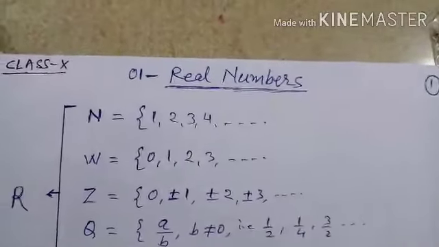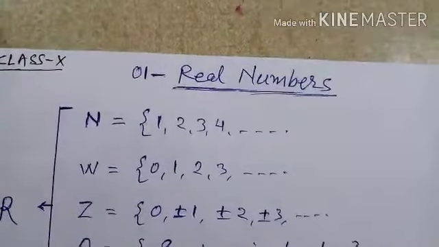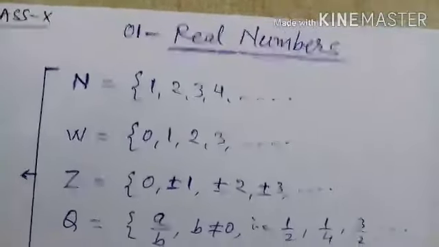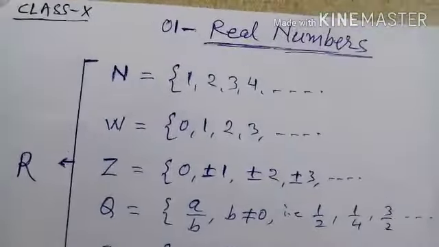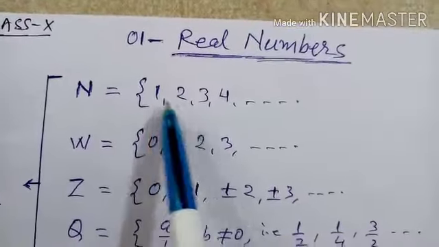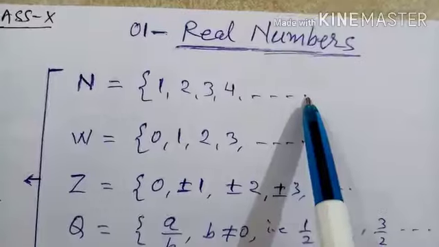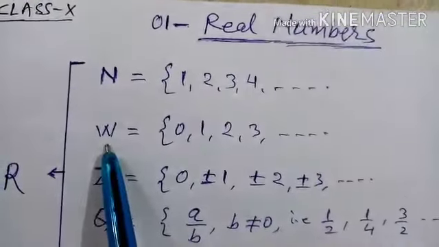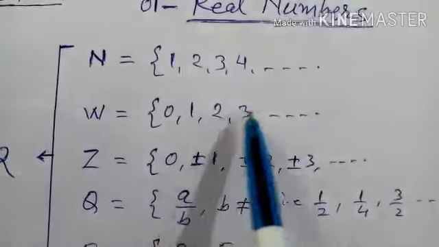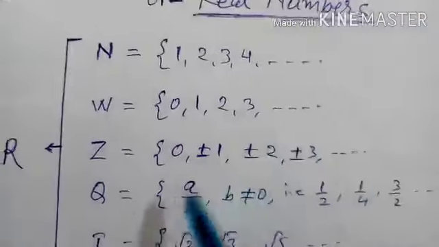Hello everyone, this is my first video on chapter 1, that is real numbers. First we learn about the number system. Let's see here the natural numbers. Natural numbers always start from 1, 2, 3, 4 and so on. After that, whole numbers, which start from 0: 0, 1, 2, 3 and so on.